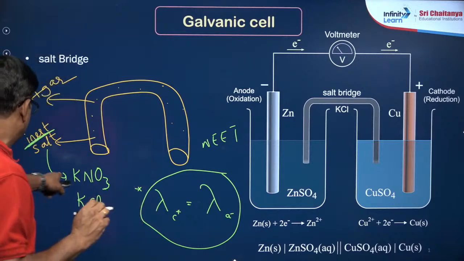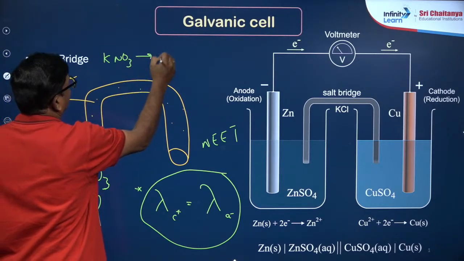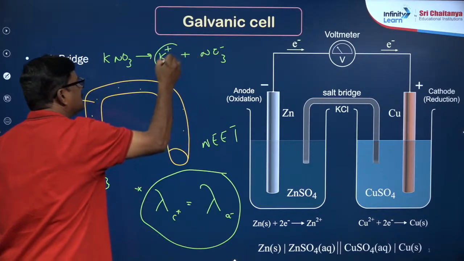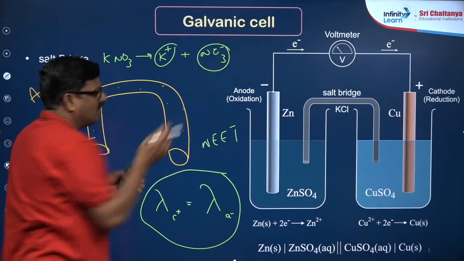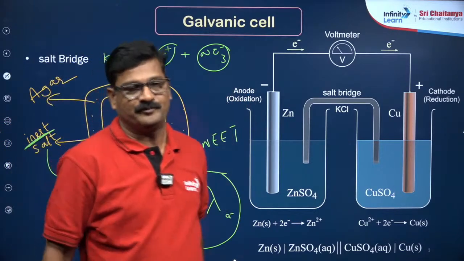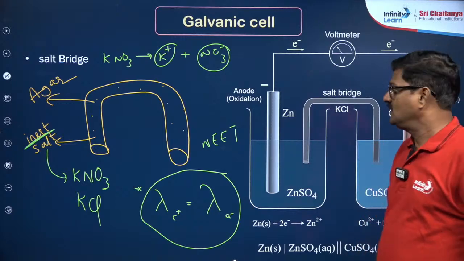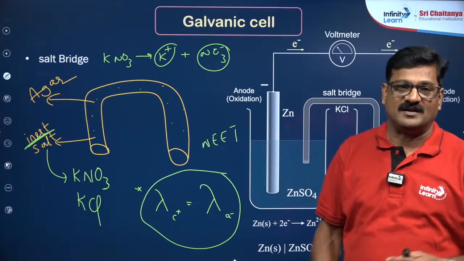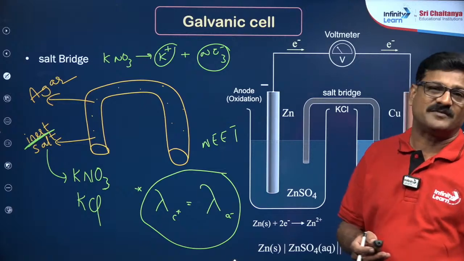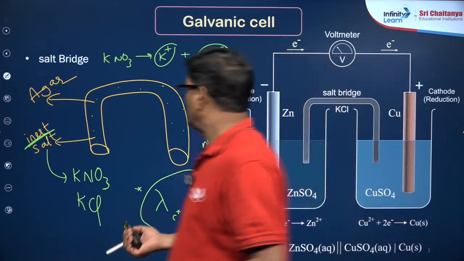So KNO3, when it ionizes to K plus and NO3 minus, both ions migrate with the same speed. Clear? That point is very, very important. If you take sodium sulfate, the migration of sodium and sulfate is different, so you can't use that.